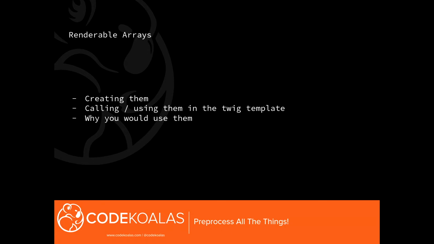Next, I want to talk about renderable arrays. We're going to talk about creating them, calling them, and why you would use them. So they're better to use than just writing HTML, because it's an array of data that tells the page to render HTML. Now, why would that be better than just writing HTML?